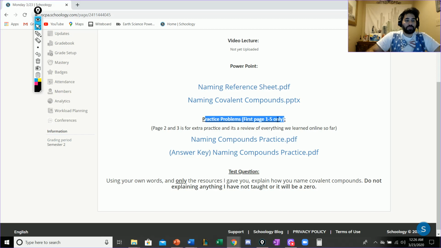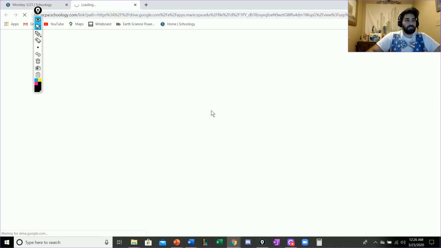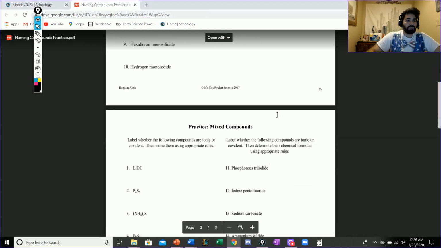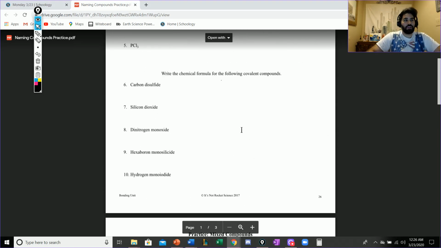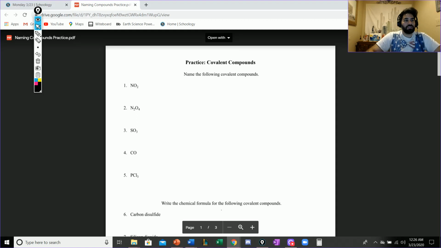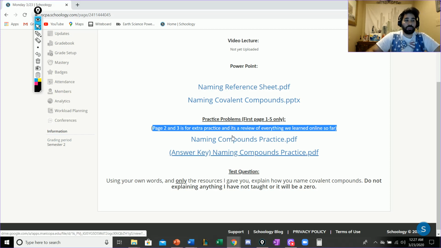The practice problems, things I need you to practice are problems 1 through 5. Pages 2 and 3 of these practice problems, these last 2 pages right here, that's for extra practice. I don't need you guys to do that extra practice right now, not until after tomorrow. I just want you guys to do these 5 right here. Name these 5 compounds. The answer key is down here, so don't open that until you try answering those questions.